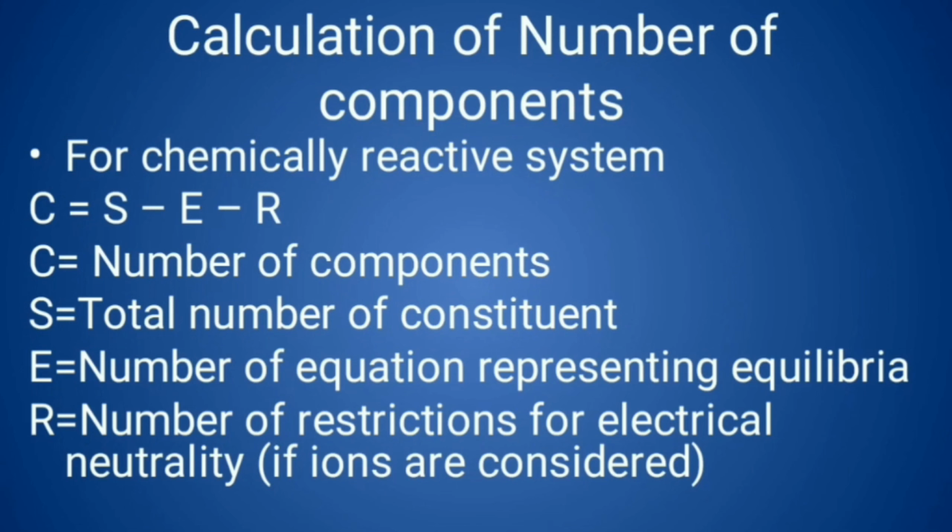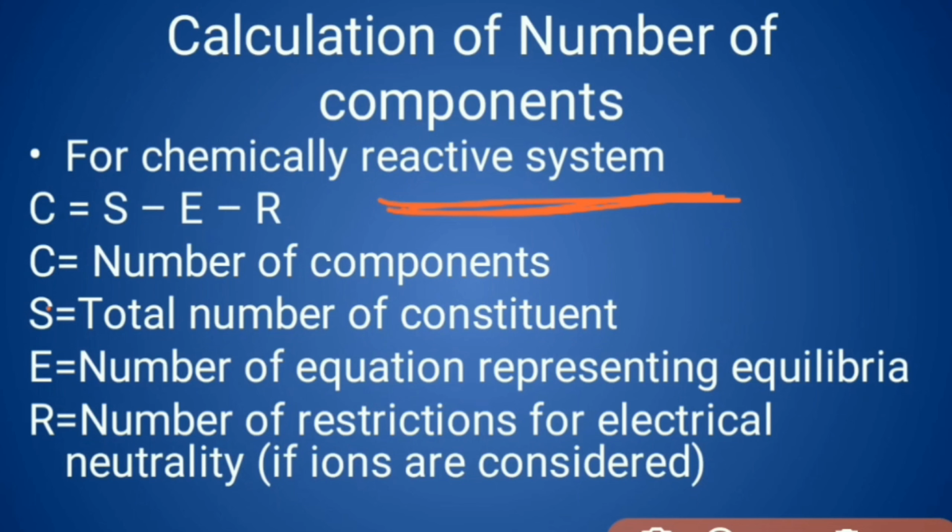So this is all about the components. Now there is a homework for all of you to do. If you have studied all these things, then first of all we will learn how to calculate the number of components. So this is all about the calculation of the number of components. This is only for the chemically reactive system. Please consider this. First of all, just write down the formula, that is C is equal to S minus E minus R.